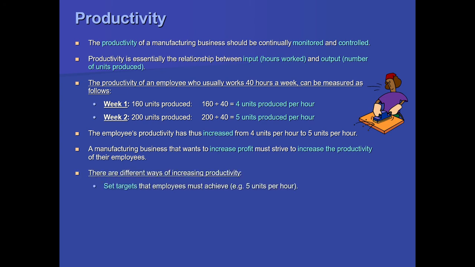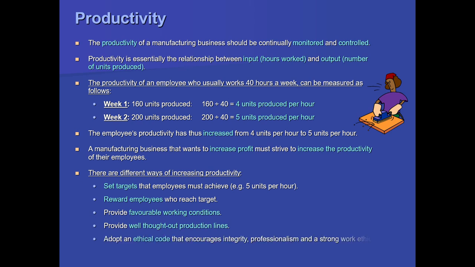So basically, set targets for employees. Normally, you tell them that you produce 5 units per hour. If you produce more than that, I will pay you more or something. But please make sure that it doesn't compromise the quality of the products that they're producing. Okay. Reward employees who reach targets, provide favorable working conditions, provide well thought out production lines.